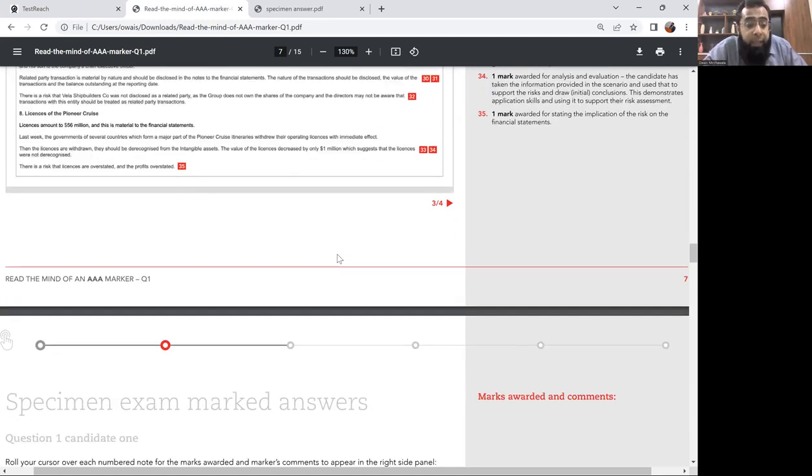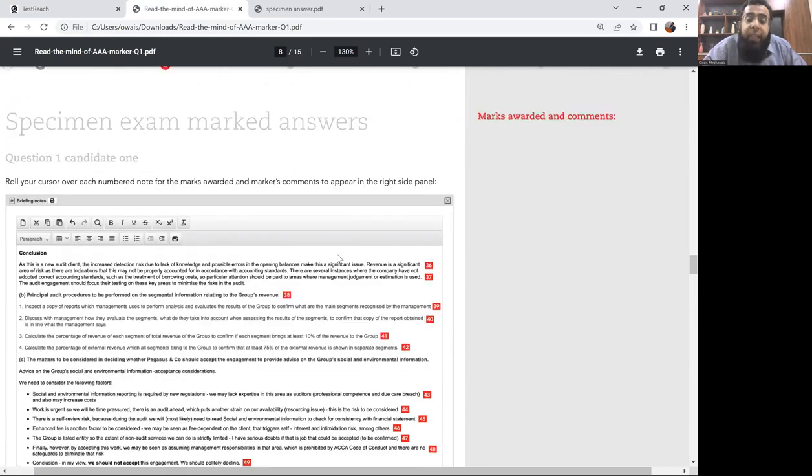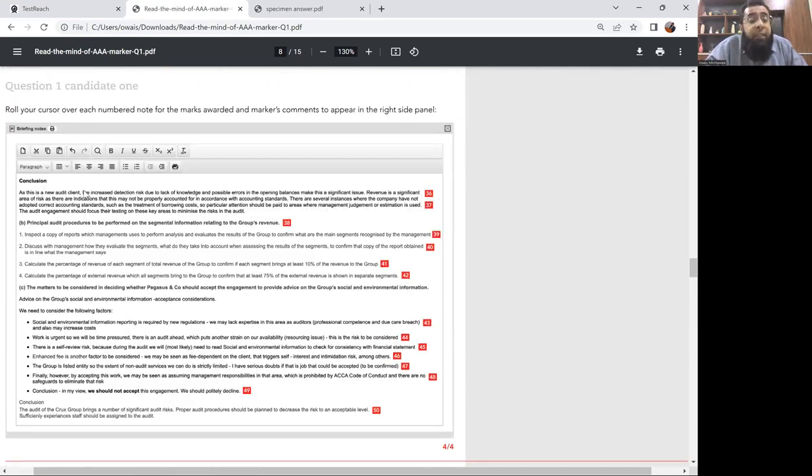Okay. And then, if you go down further, he gave the conclusion. As this is a new audit client, the increased detection risk due to lack of knowledge and potential errors in opening balances make this risk significant. Revenue is a significant area of risk, as there are indicators that this may not be properly accounted for in accordance with the accounting standard. There are several instances where the company have not adopted the correct accounting treatment, such as treatment of borrowing cost. So particular attention should be paid to areas where management judgment or estimation is used. The audit engagement should focus on testing of key areas to minimize the risk.